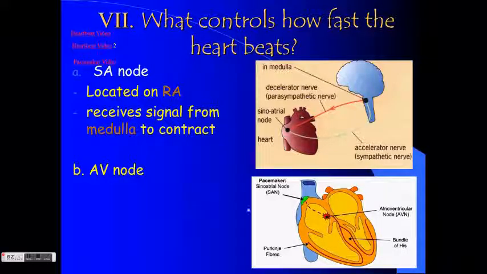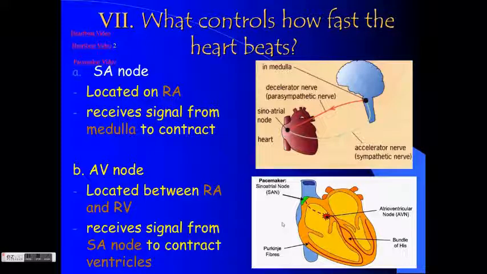This signal is then passed on to what's called the AV node. The AV is atrial ventricular, and it's located between, as the name would suggest, the atrium and the ventricle and on the right hand side of the body. This signal that's received by that particular set of nerves, the AV node, then causes the ventricles to contract. And so it's this loop between the medulla in the brain and the SA node and then the AV node, causing the ventricles to contract.